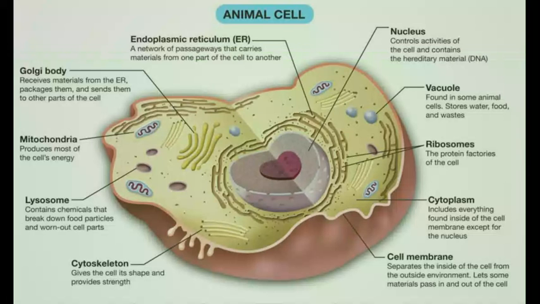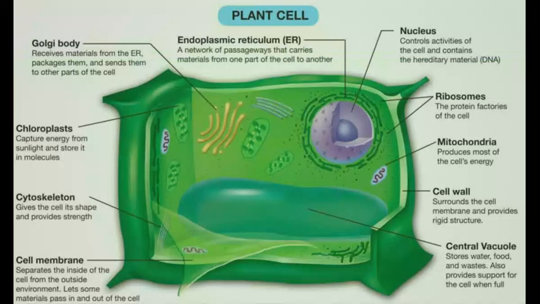Here we have our animal cell. These are similar to what makes up all the cells throughout you. So we have all the different organelles in them. Starting at the top in the middle, we have the endoplasmic reticulum, nucleus, vacuole, ribosomes, cytoplasm, cell membrane, cytoskeleton, lysosomes, mitochondria, and Golgi body. Here we have the plant cells.